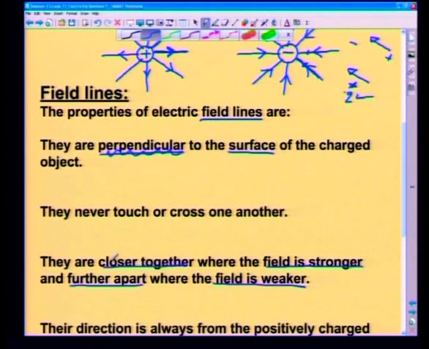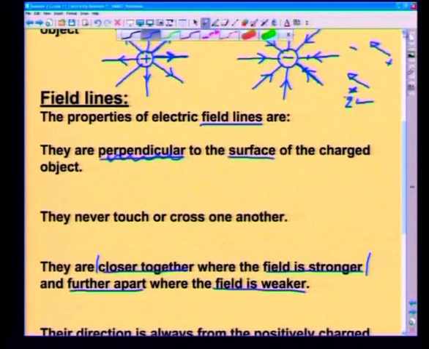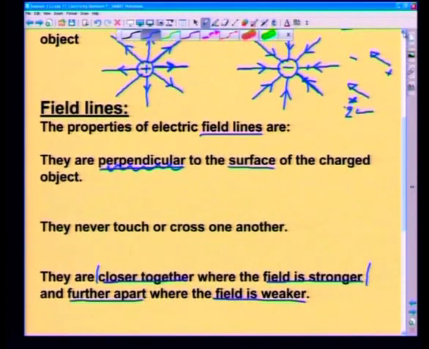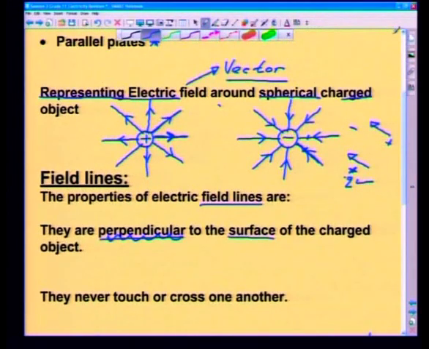Let's look at the part here that talks about being close to each other and the field being strong, in reference to our diagrams here. Now, if we look at the positively charged sphere, you would see that closer to the sphere, the field lines are closer to each other, and therefore we expect the field at that point to be strong.